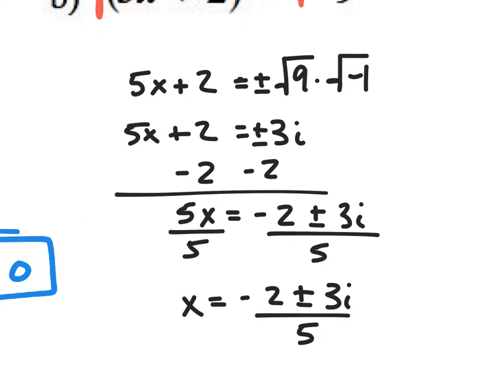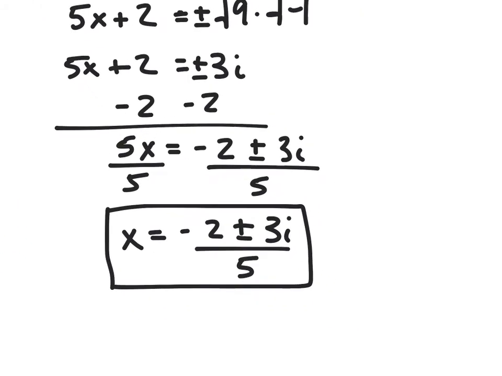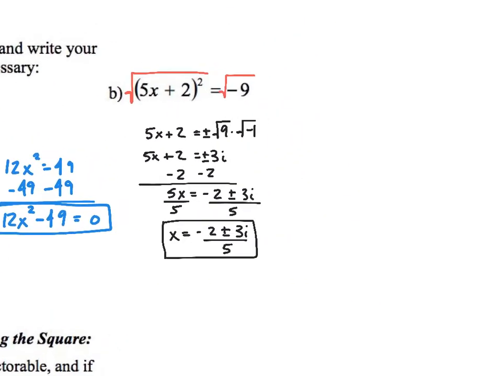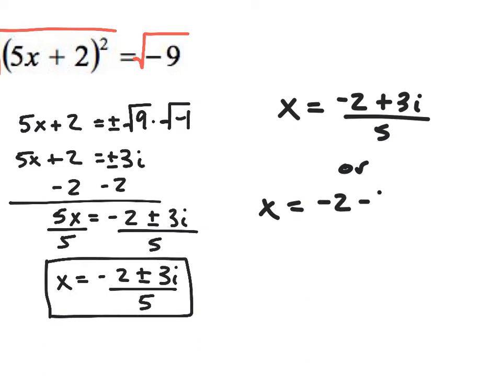So I just leave my answer as is, okay? And that's that. This is a little tricky because this is not something that you probably see very often, a number that looks like that. Now, your solution, you get two numbers out of here. You get x is equal to negative 2 plus 3i over 5, or you get x equals negative 2 minus 3i over 5. Okay, and that's what that plus or minus means.